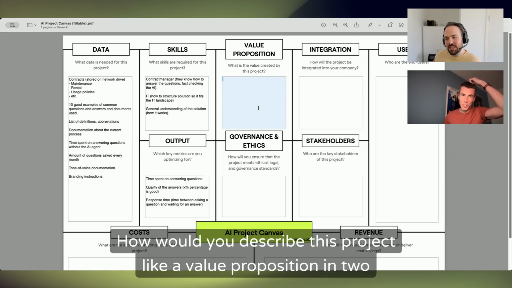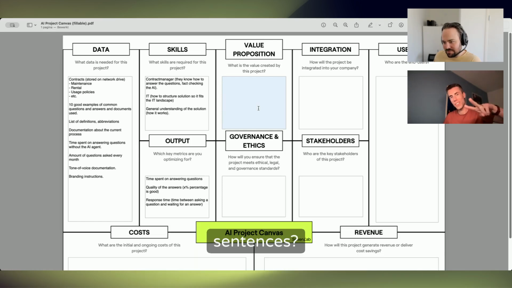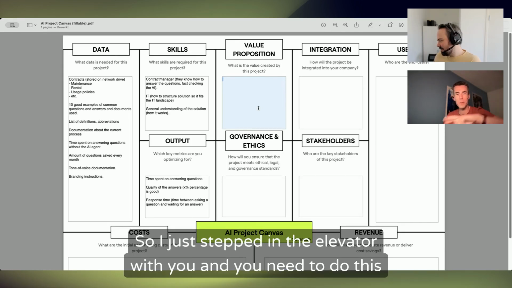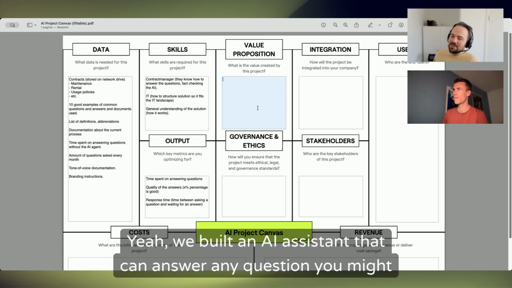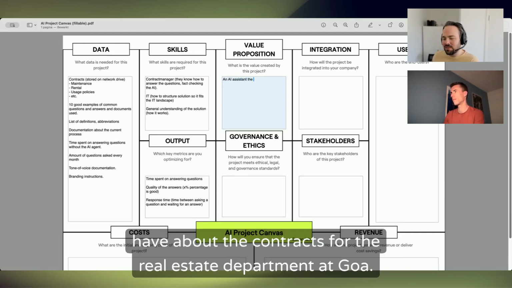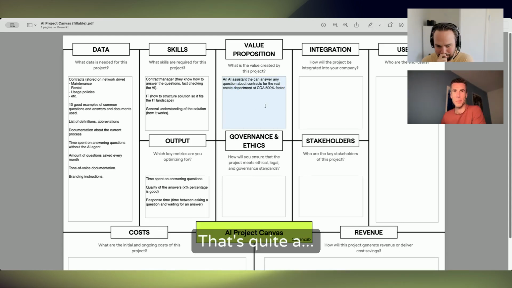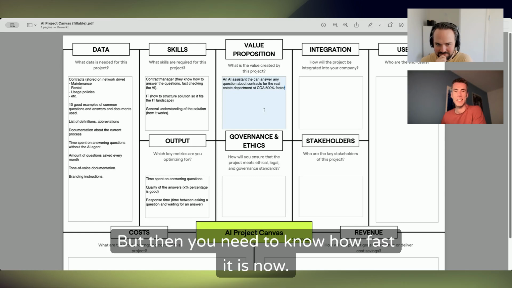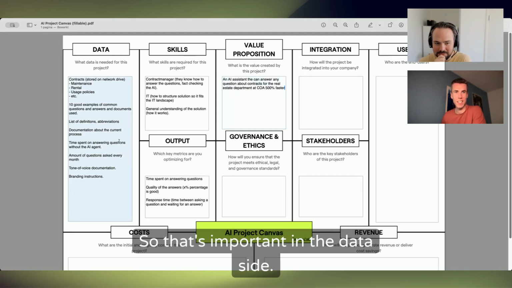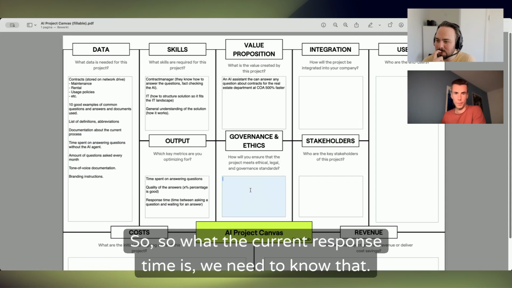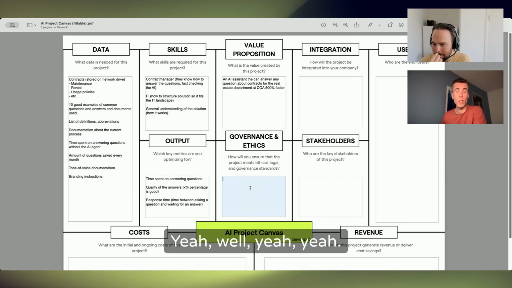Okay. How would you describe this project like a value proposition in 2 sentences? So I just stepped in the elevator with you, and you need to do this pitch to me. Yeah, we built an AI assistant that can answer any question you might have about the contracts for the real estate department at Koen 500% faster. Okay, 500%. But then you need to know how fast it is now. So that's important on the data side. Yeah, so what the current response time is, we need to know that.